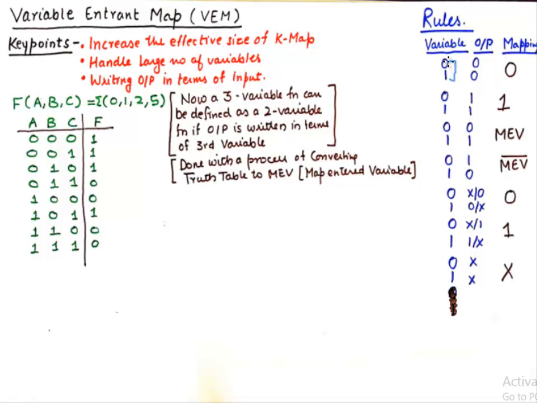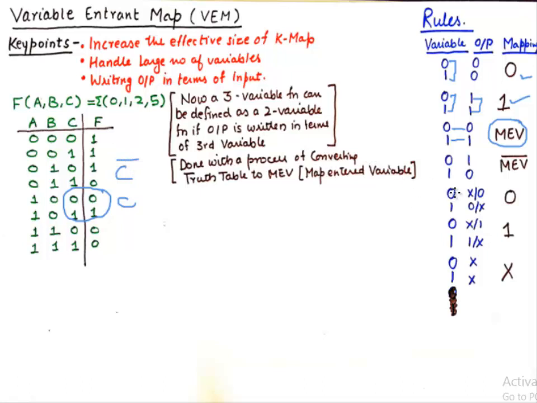So while changing the value of the variable from 0 to 1, if the output remains 0, we'll say that it is mapped to 0, and while it is changing, if it is keeping itself to 1, we'll say the output is mapped to 1. And for 0, if the output is 0, for 1, if the output is 1, we'll say it is equivalent to MEV, which was here in this case equivalent to C. And if it is exactly the opposite, the output is opposite to that of your map entered variable, we'll say it is MEV bar, just like we saw here.